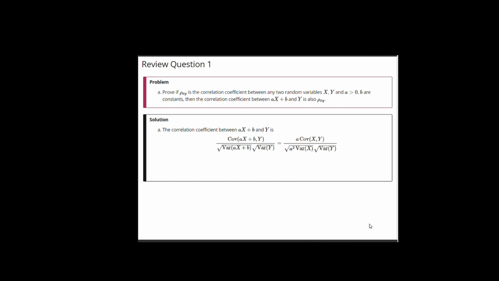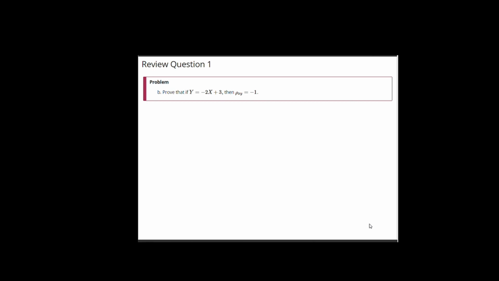There's not much left except to remove that a squared outside the square root sign in the denominator. But here's where you need to be careful. When you remove a squared from a square root, it becomes the absolute value of a. Recall that the square root sign means the positive square root of a number. And so I now have in the denominator the absolute value of a times the square root of variance of x. In the numerator, I have a times the covariance of x and y. That ratio is rho xy, provided that a is positive, because then the absolute value of a is identical to a.